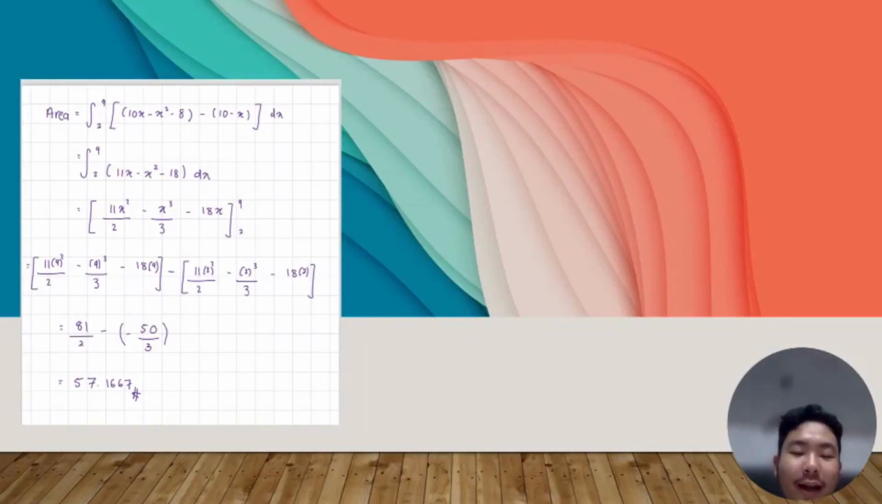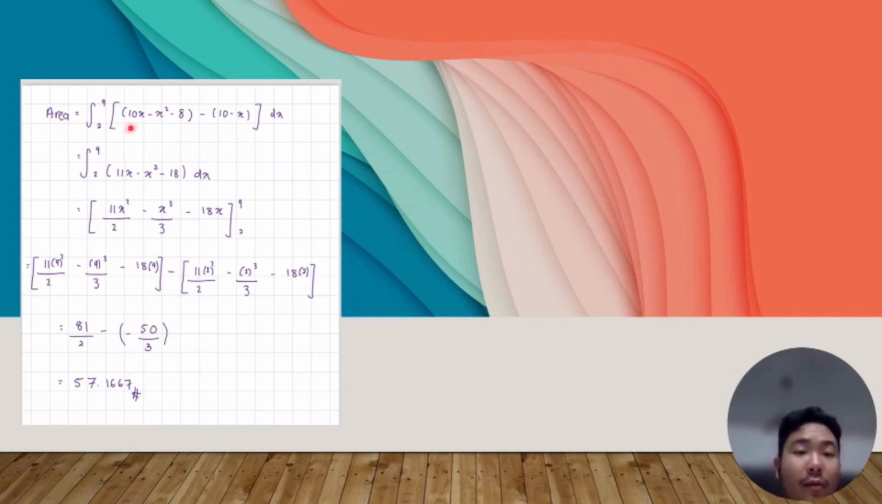Alright, thank you to Arif for answering question A. For question B, which is to find the shaded area R that is bounded by a line y equals 10 minus x and a curve y equals 10x minus x squared minus 8. So the answer is using the area formula, where we must find the y upper and subtract the y lower. In this case, y upper is 10x minus x squared minus 8. Y lower is 10 minus x.